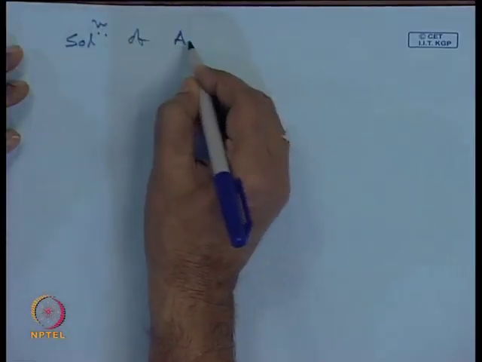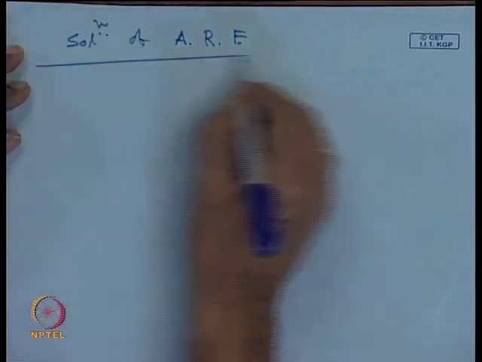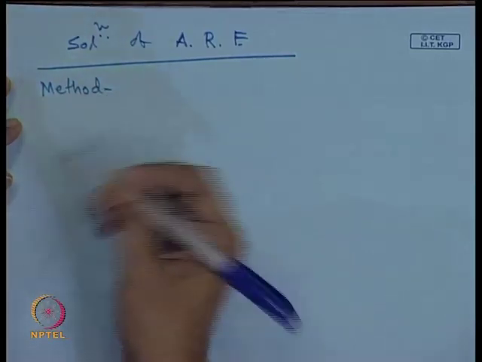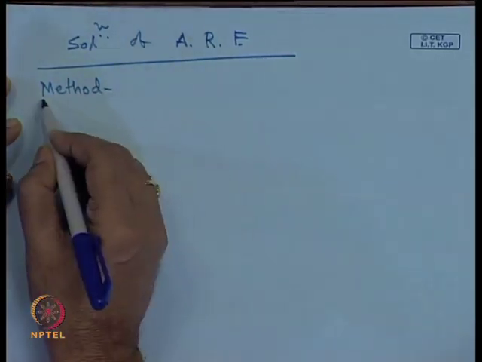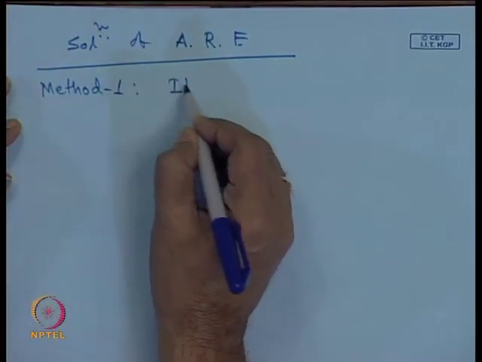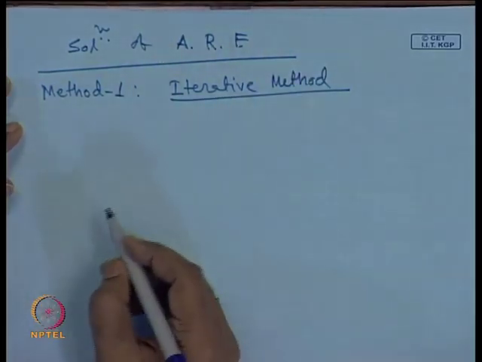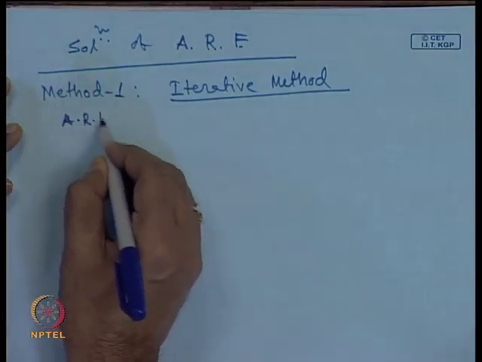Let us now go back to how to solve the algebraic Riccati equation by different techniques or different methods. Solution of A.R.E., algebraic Riccati equation. So, the first method is the simplest method, but it takes much time to get the converged value of P. So, method 1 is the iterative method, A.R.E. solution.